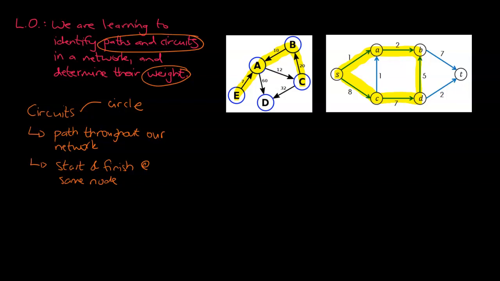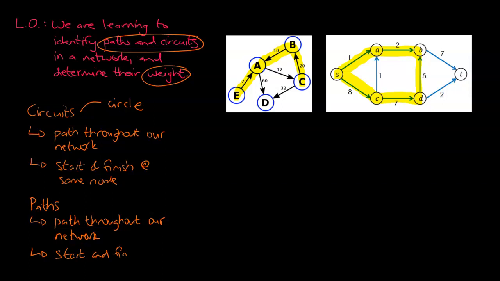The next thing we need to be aware of, so we've done circuits, paths. So paths relate to circuits a little bit. Again, it's another path throughout our network, except this one's a bit different because you don't start and finish at the same node. You start and finish at different nodes.